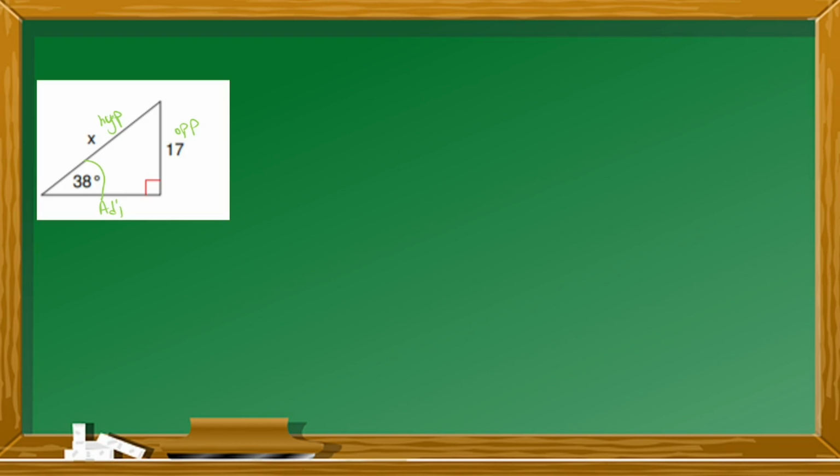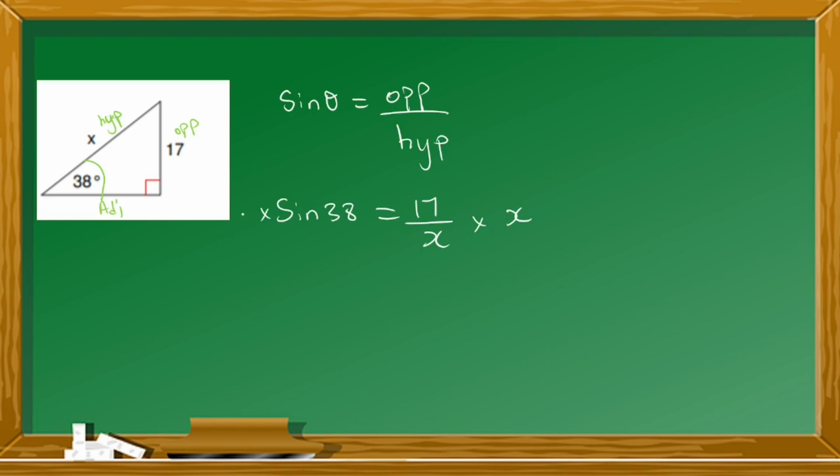So we want to find the hypotenuse, and we have the opposite side, and we know that the trig ratio that deals with opposite and hypotenuse is sine. Sine theta is equal to opposite over hypotenuse. We're going to substitute our values. So sine 38 is equal to 17 over x, and we're just going to do some transposition. We want to get x by itself, so we need to get it out of the denominator, so multiply both sides by x.